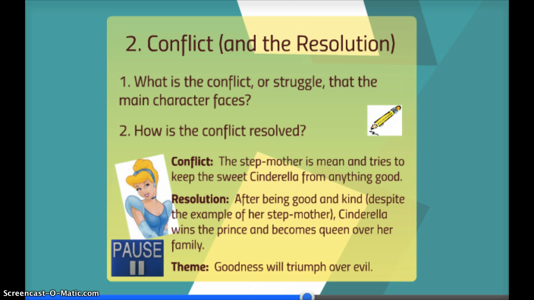Pause and make sure you write down how conflict and the resolution point you to the theme.